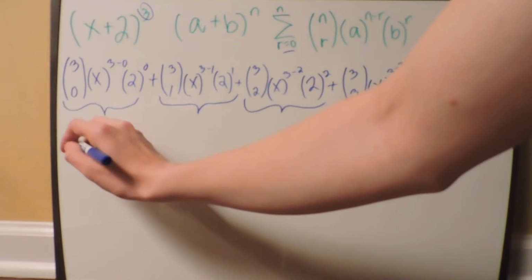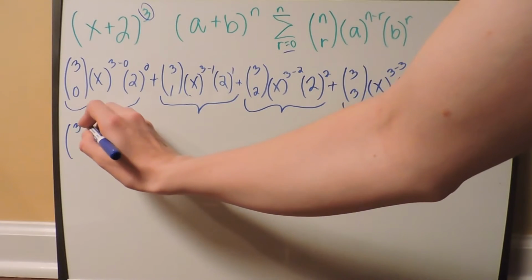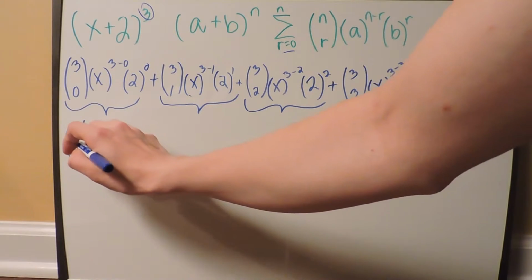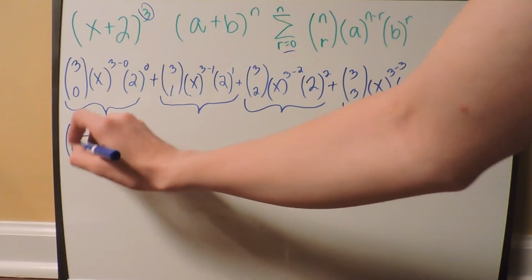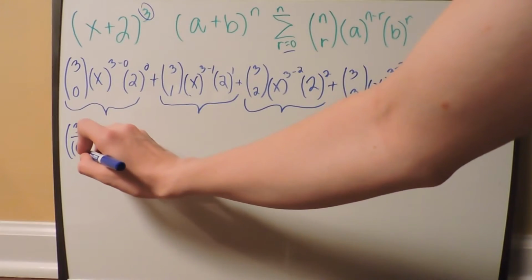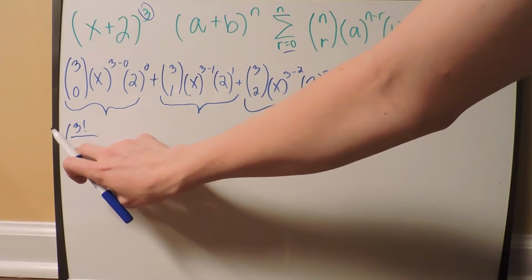Okay, so 3 factorial is what this means, over, and then on the bottom, we're going to put 0, oops, we don't need a parenthesis for the first one.